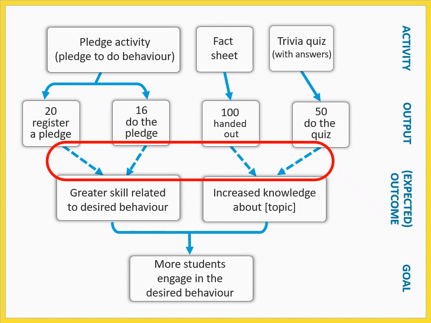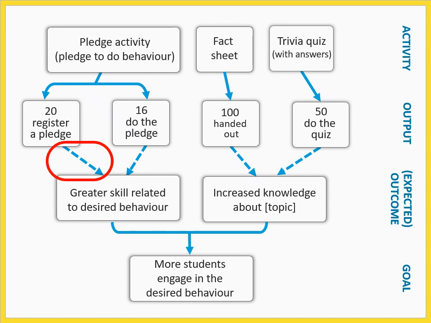I've shown them here, though, as dotted lines, because if you think about it logically, as a logic model compels you to do, you can see that certain outputs don't actually lead to expected outcomes. For example, simply registering for a pledge doesn't do anything to build behavioral skills. So this arrow really shouldn't be here. Doing the pledge, on the other hand, would build skill and lead to the expected outcome. So this arrow should be here.